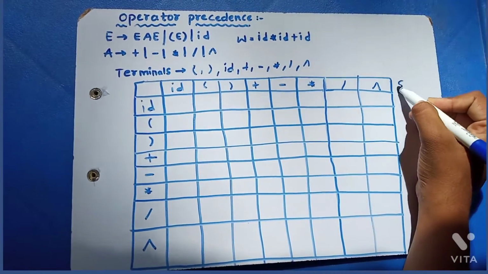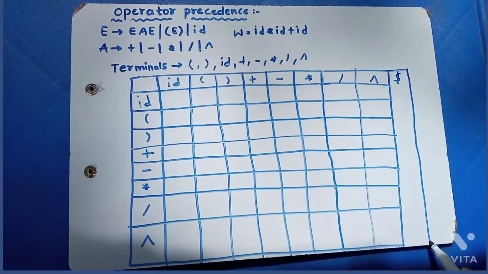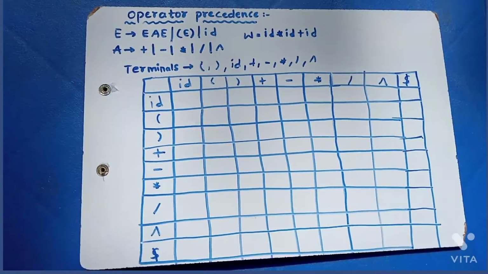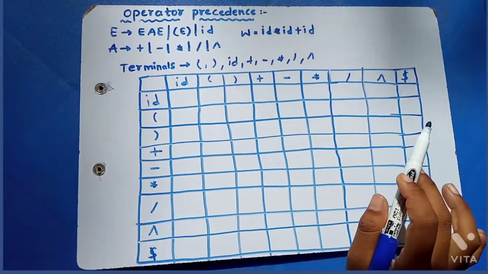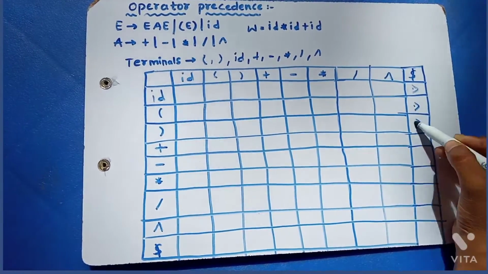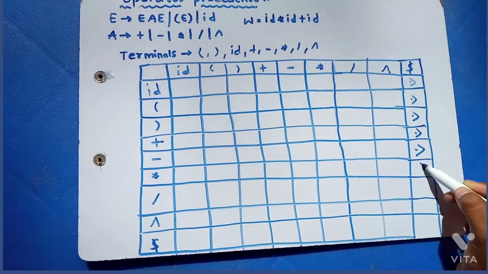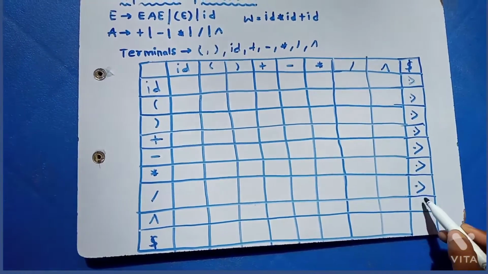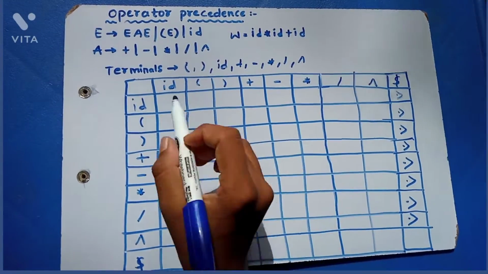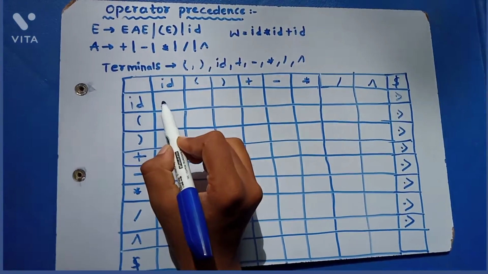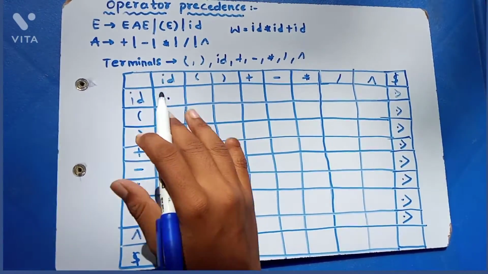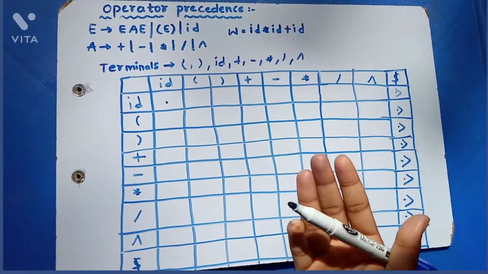Sorry, I forgot to write the dollar. Dollar, and you need to write here also. So dollar has the least precedence. So definitely you can write it like this in this table. I'm trying to tell you in the easiest way possible. ID and ID will have equal precedence, so there is no need to write anything. And ID has the highest precedence when compared to all other operators, right?